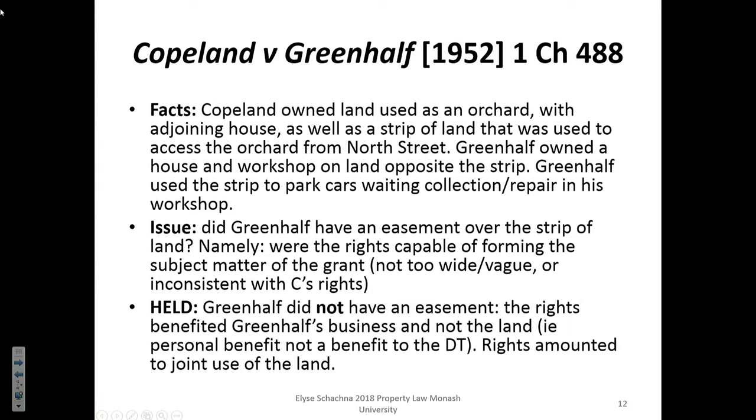So the issue was, was this in fact an easement? Did Greenhalgh have an easement over this strip of land? Namely, were the rights capable of forming the subject matter of a grant? Were they too wide or vague, or inconsistent with the ST's rights? The court held that Greenhalgh did not have an easement. The rights benefited Greenhalgh's business and not the land. Therefore, it was a personal benefit and not benefiting the DT itself. Furthermore, the rights amounted to joint use of the land, and joint occupation is not permitted when we're looking at easements because it is substantially depriving the ST of their rights.